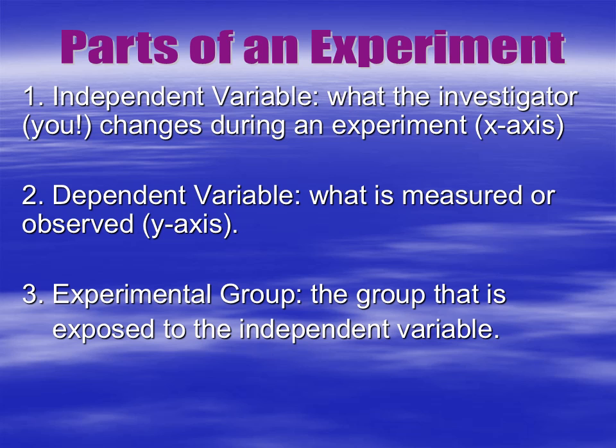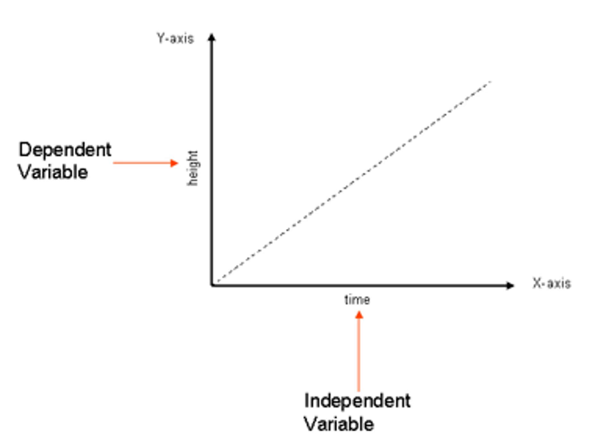The experimental group is the group that is exposed to the independent variable. And I'll explain a little bit more about the experimental group in just a minute. The dependent and the independent variable, when they are graphed, again, the independent is on the x-axis and the dependent is on the y-axis.